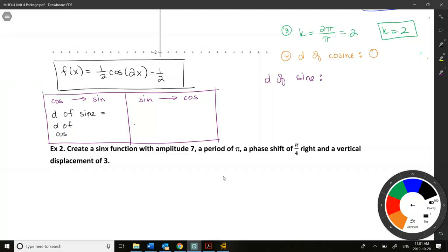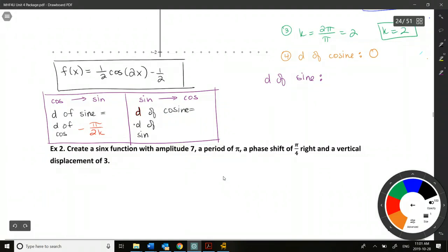So we said the d value of sine will be further left than the d value of cosine. So I will subtract pi over 2k. Take the existing shift of cosine, and then it's going to be pi over 2 to the left and also divided by k to account for the horizontal stretch and compression factor. If I'm switching from a sine to a cosine function, I will take any existing shift, the d of sine, and it's going to be a difference of pi over 2k, but to the right.